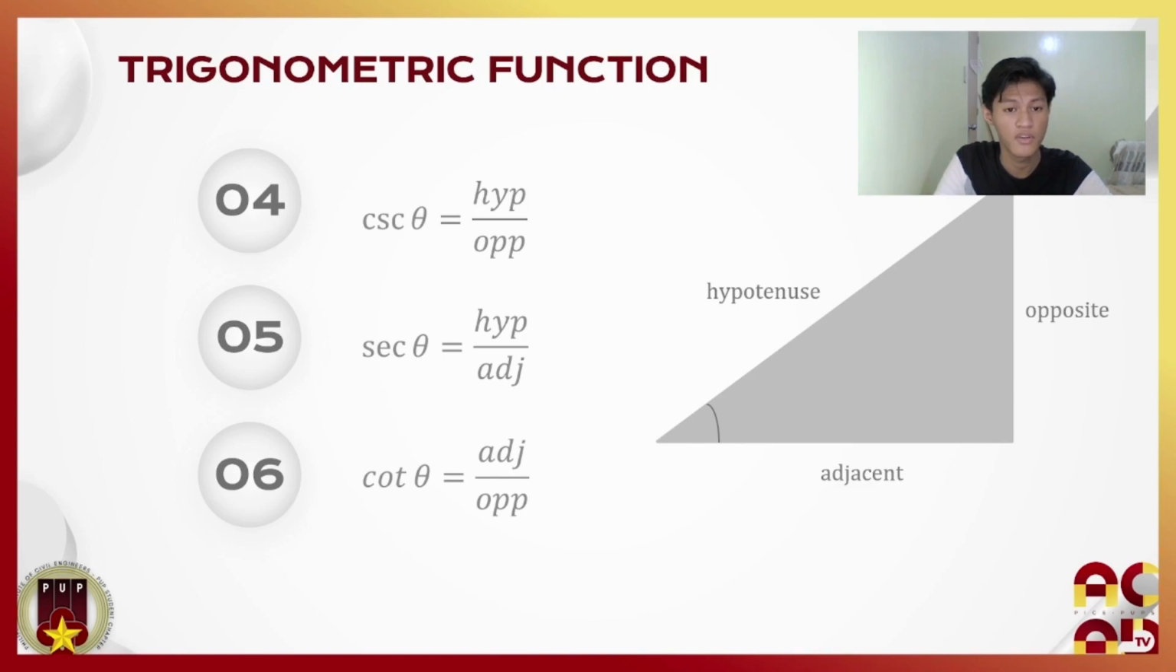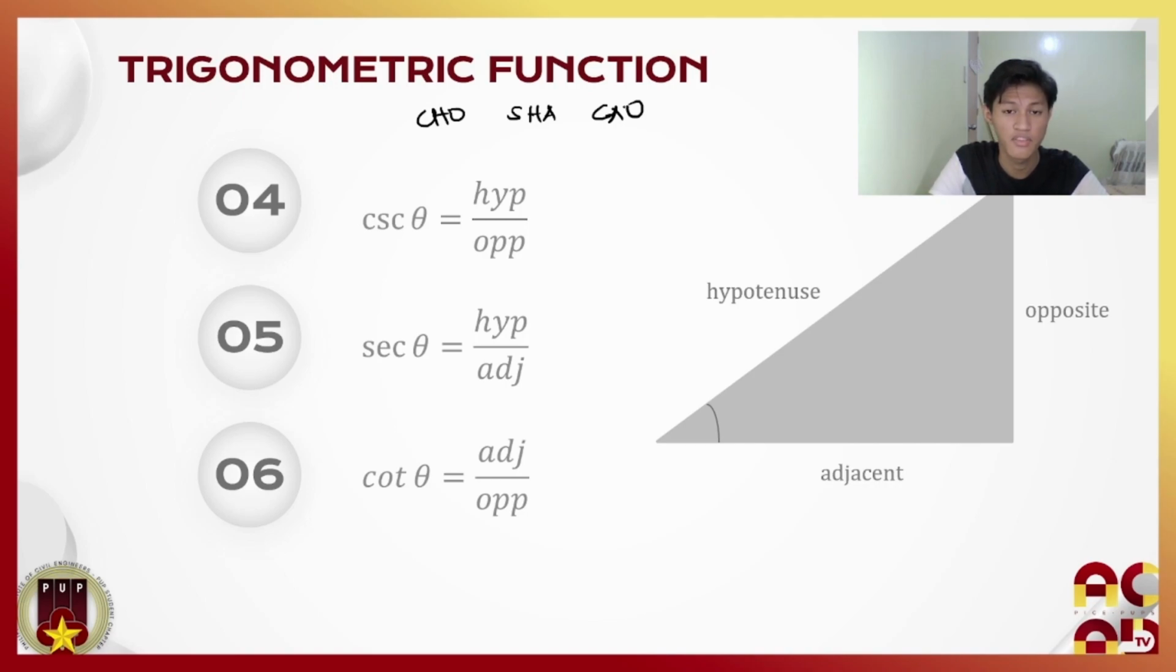So we have this cosecant, secant, and then cotangent theta. Katulad ng kanina, meron ding mnemonics para dito. So this is CHO, SHA, and then CAW. CHO stands for cosecant theta is equals to hypotenuse over opposite. Parang familiar no kanina kasi ito yung inverse ng sin theta. Di ba yung sin theta is equals to opposite over hypotenuse? So itong cosecant theta naman is equals to hypotenuse over opposite.